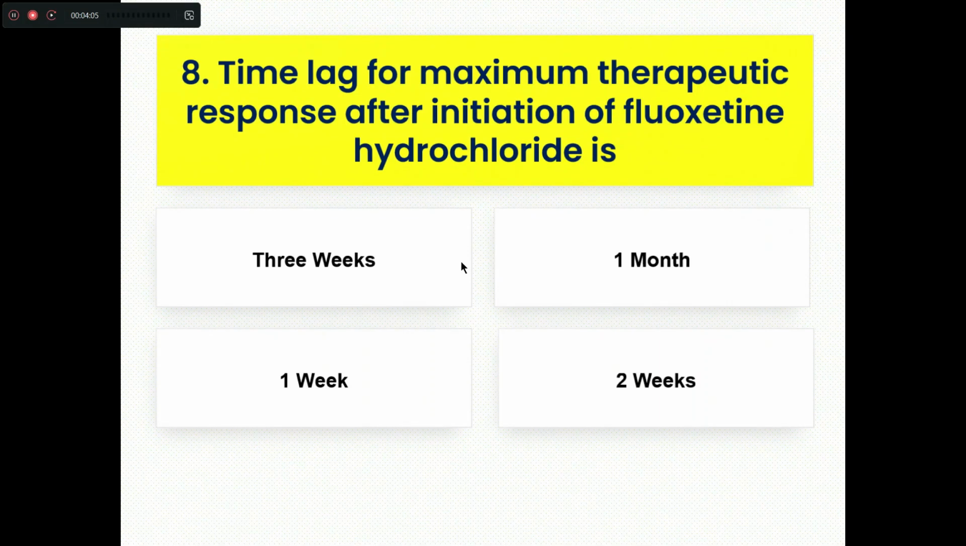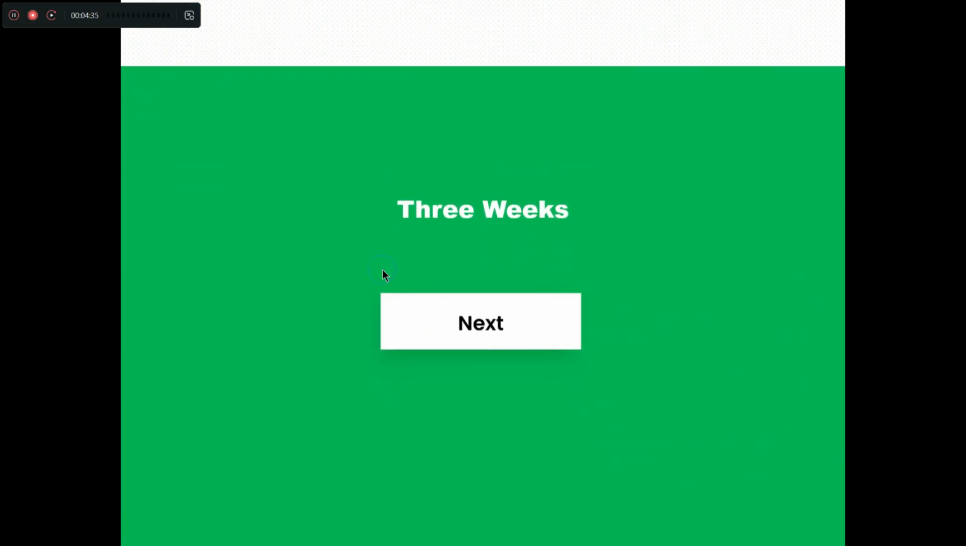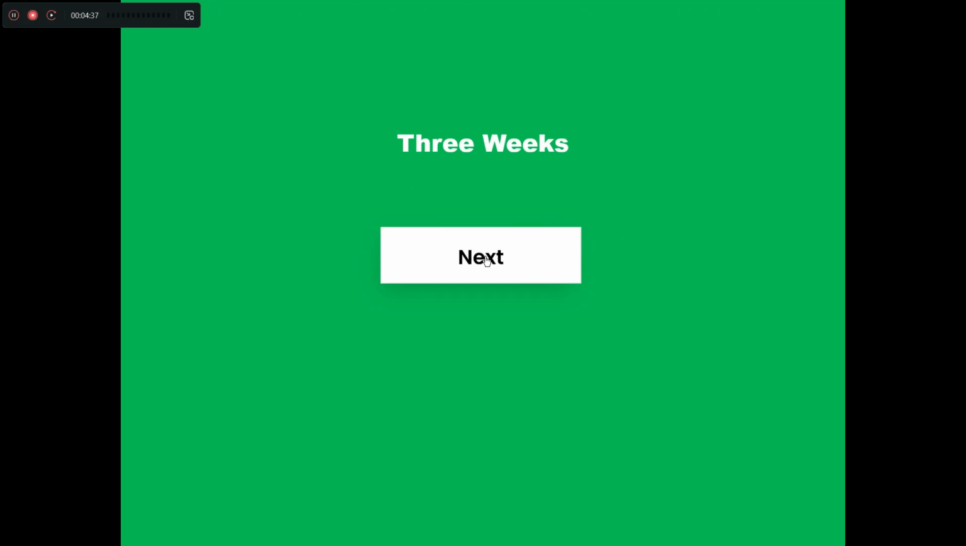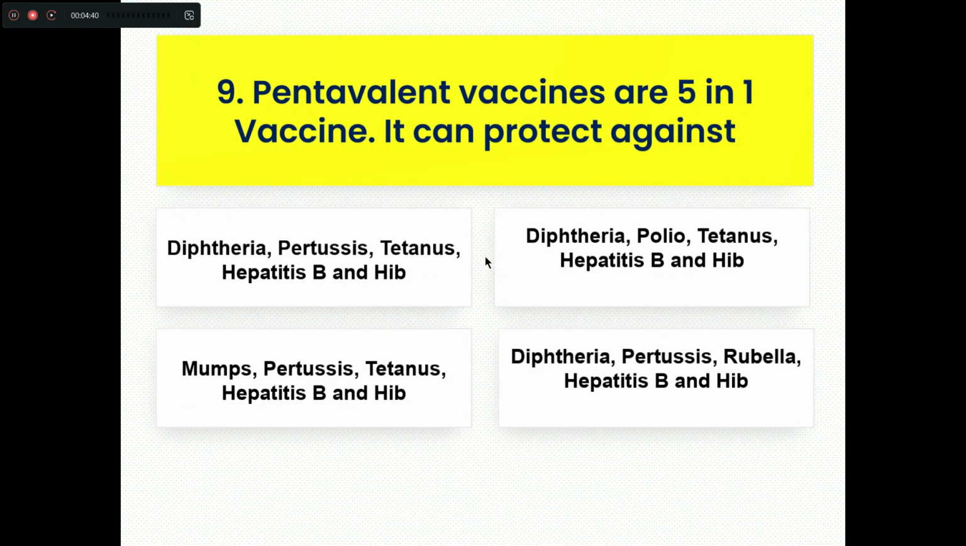The next question. The time lag for maximum therapeutic response after initiation of fluoxetine hydrochloride is option A, 3 weeks, option B, 1 month, option C, 1 week, option D, 2 weeks. The therapeutic time period for the action of fluoxetine hydrochloride is option A, 3 weeks. That is the right answer. Move on to the next question.